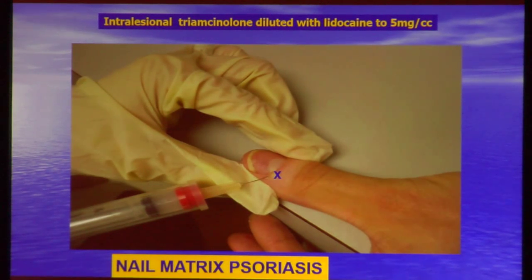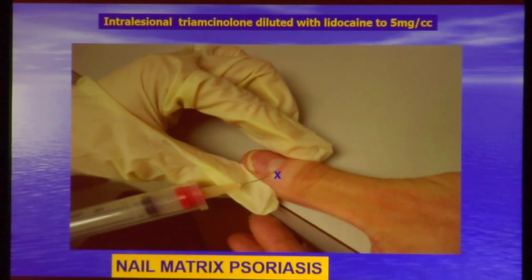This nail is not really that abnormal, but I'm using it just to demonstrate this. So I inject in two spots, and I use triamcinolone diluted with lidocaine, no epi. The final concentration is 5 milligrams per ml. So you could take 1 cc of 10 milligrams of Kenalog per ml and 1 cc of lidocaine, no epi, and you'll have 5 milligrams per ml. I like to use no epi so it diffuses more. I think the epi will keep it exactly where you put it, so I want it to diffuse.